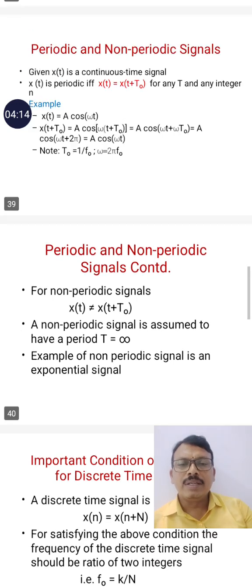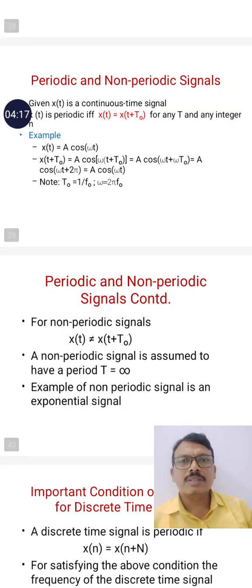In the periodic signal, our best examples are sine or cos signals. Then for the non-periodic signal, our best example is definitely the exponential signal.